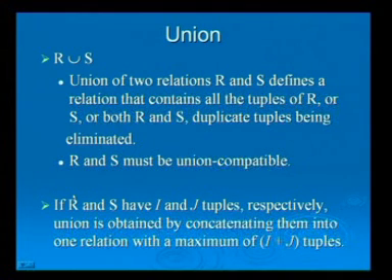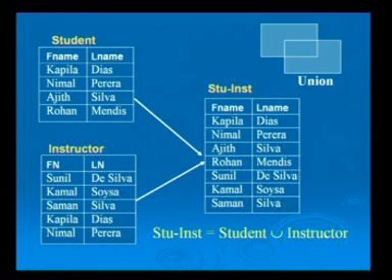And if R and S have I and J tuples respectively, when you obtain the union, you concatenate these rows together into one relation. So the maximum number of rows in the result would be I plus J, because if there are duplicate tuples, they will be eliminated. So the maximum number of rows would be I plus J. So let us illustrate this using an example.